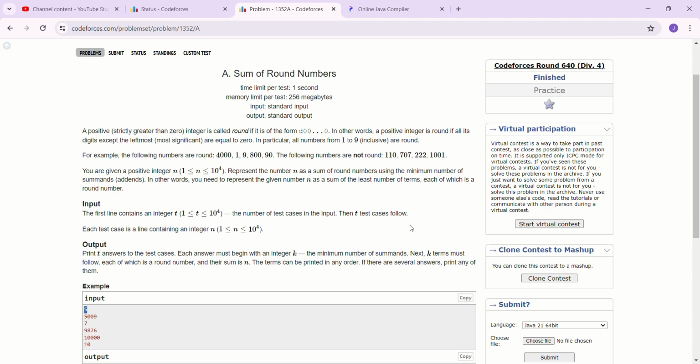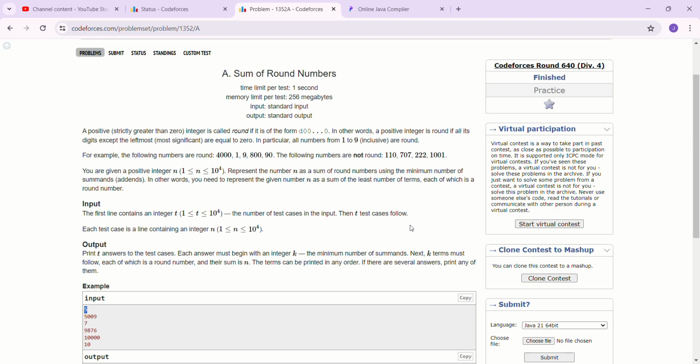Today we are solving the sixth problem of Striver CPP sheet. The problem is sum of round numbers. First, let us understand what round numbers are. Round numbers are numbers whose most significant digit is non-zero and all other digits are zeros.